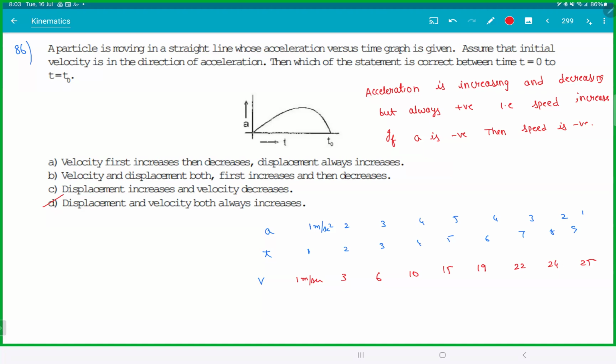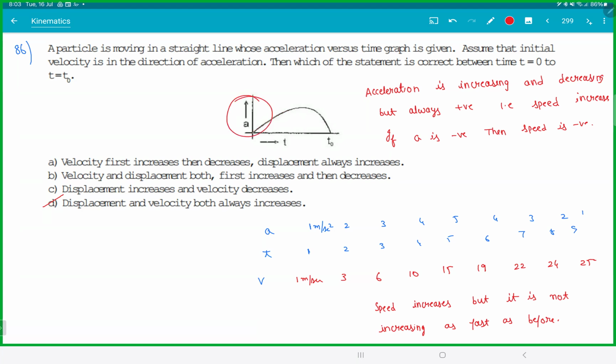I hope this thing makes sense. Clear? So here speed increases, but it is not increasing as fast as before. That is the meaning of A is decreasing. That's the reason the answer is D. If the velocity always increases, displacement always increases. Is this clear, everyone? Simple theoretical question, but you have to be careful because everyone will think increase, decrease.